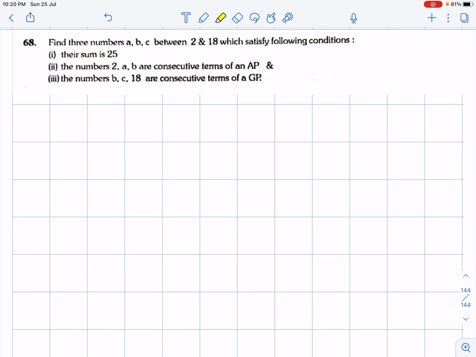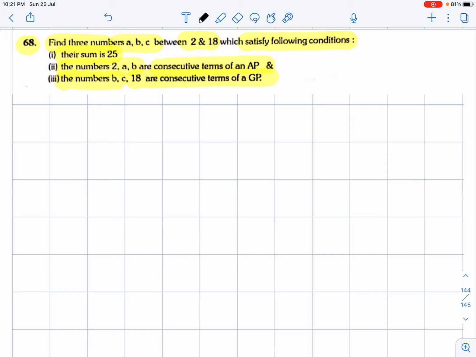Here I came up with the 68th question written on the screen. What is the problem statement of the question given to us? Find three numbers A, B, C between 2 and 18 which satisfy these conditions. Their sum is 25. The numbers 2, A, B are consecutive terms of an arithmetic progression. The numbers B, C, 18 are consecutive terms of a geometric progression.